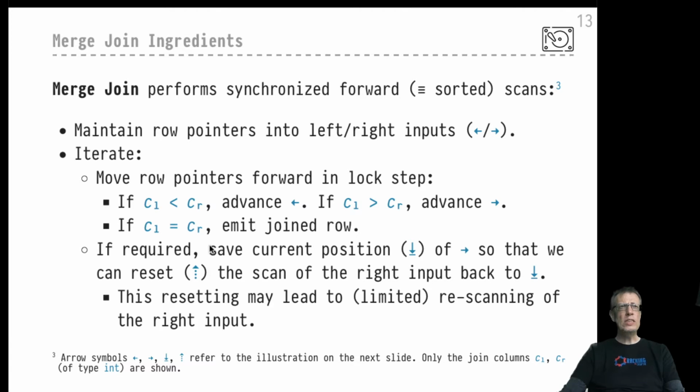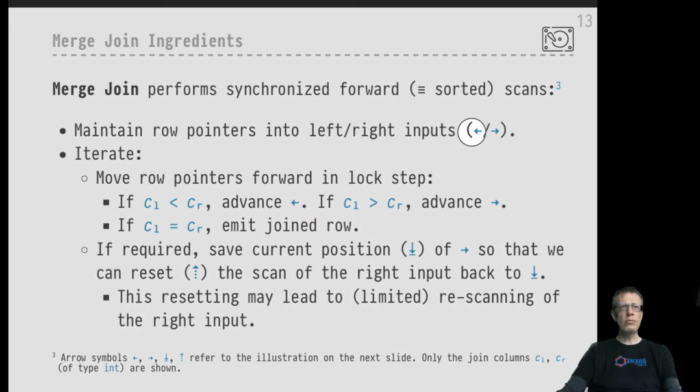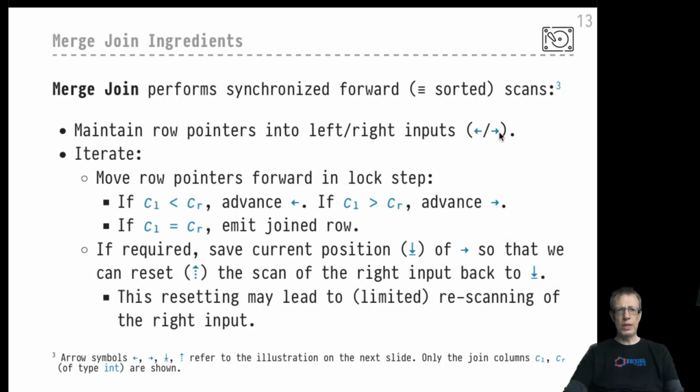All right, so what you will see on the next slide is a trace of how merge join indeed scans both its inputs, the left and right table input. You will see that it maintains individual row pointers for the left and right table. That would be the pointer into the left, that would be the pointer into the right input table. And they are both independent. Both can move independently in their tables. They are independent, but merge join will move them forward in lockstep.